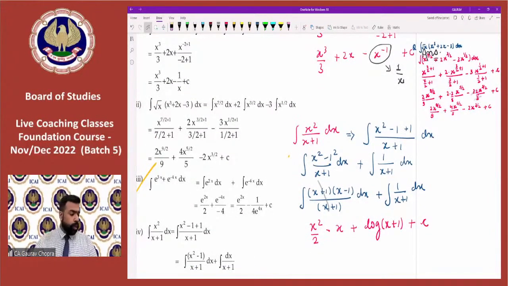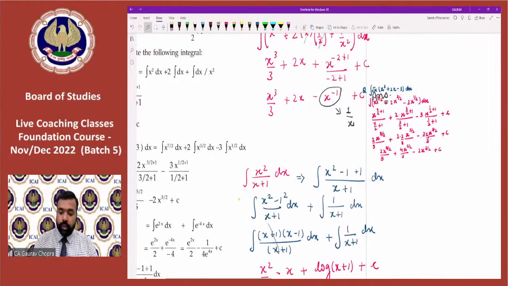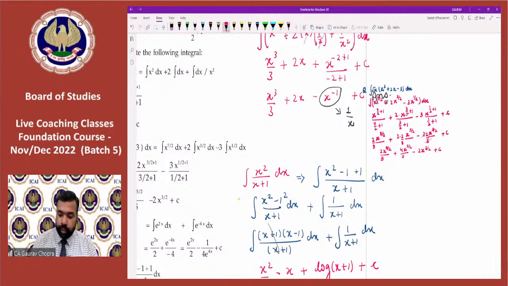Okay, so now there is one doubt from Ustad Singh. Ustad Singh says, please repeat step 1 of the second question. Okay, the second question was this one. This was the second question. Let us select.